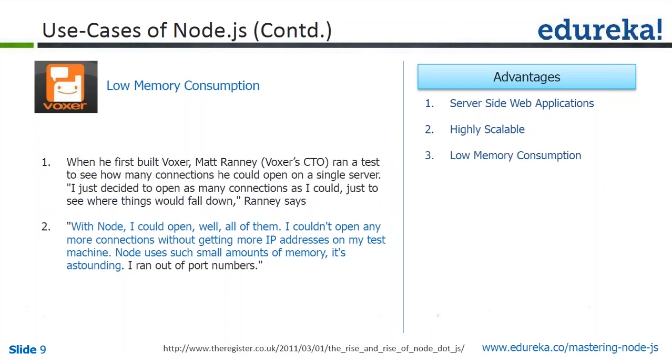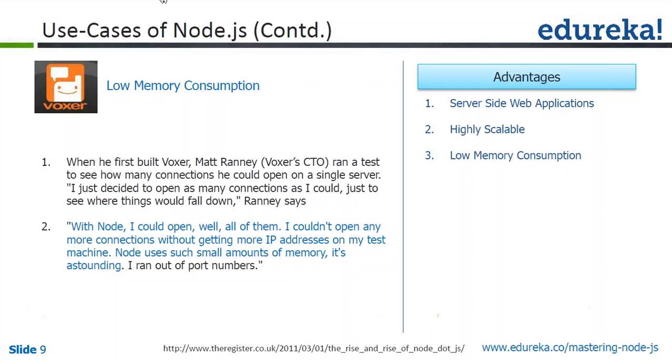All right. And we'll look at one more specific use case. So Voxer, when they first built it out, their CTO ran a test, and this is coming back to one of the questions that was asked, at how many connections he could open on a single server using Node.js. And he decided to open as many connections as he could, just to see when the server would break. And what he found out is that with Node, he could open all of them. So he used up all his available ports.